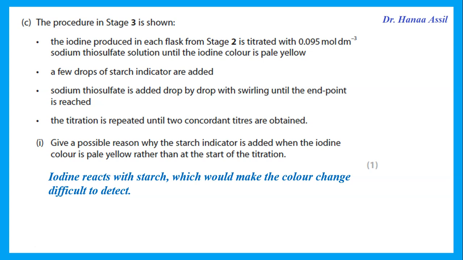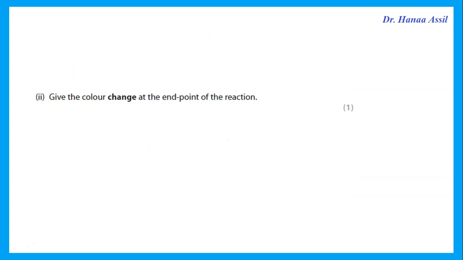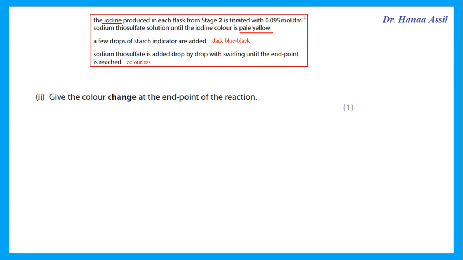It should form a very dark blue-black color, and that would make the color change difficult to detect. So we wait for the amount of iodine to be less so that the solution is pale yellow, and then I add the starch. Give the color change at the end point of the reaction.